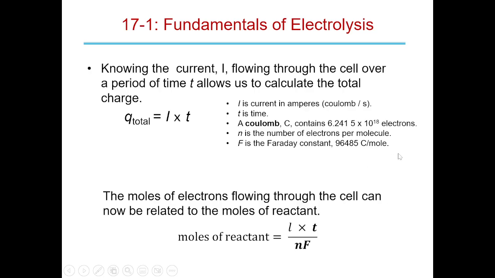So knowing the current, that's I current, flowing through the cell over a period of time will allow us to calculate the charge that goes over, and the charge is directly related to the number of electrons, right? And that's what a coulomb is. So this is the equation: the total charge that went over equals the current times the time. Because remember, amperes is coulomb per second, and then coulomb is directly the number of electrons. But it's a unit of electrons, right? It's not a mole, by the way, but yeah, it's a unit.